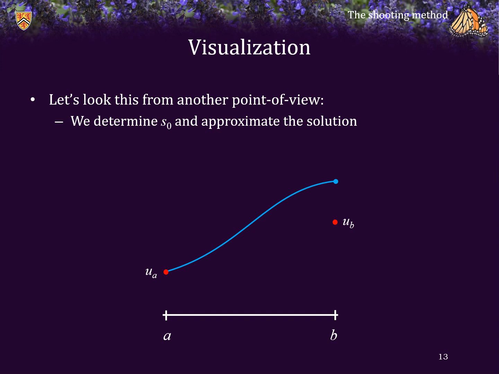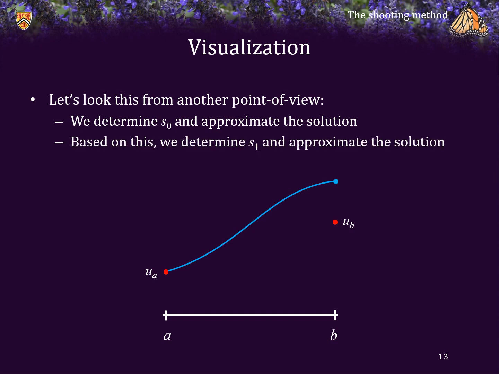However, we saw how to take that and to use that to calculate a new slope S1. So basically we undershoot by approximately just as much as we overshot. So there's S1. Okay, well now we calculate the solution that has those two initial conditions, and hopefully we are closer to u sub b.